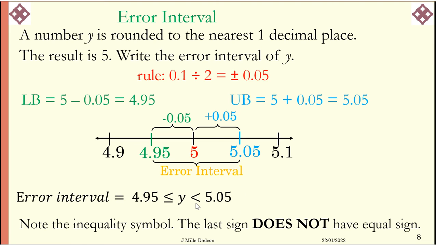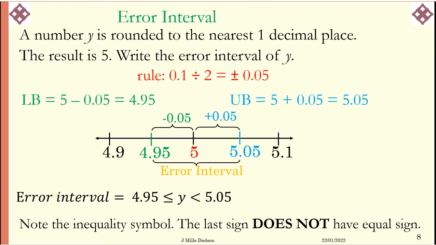Remember, the number gets closest to 5.05. It can never be equal to that. So you need to be very careful about the inequality symbol that you use. So the error interval for this question is 4.95 to 5.05. And you will know that all these numbers, when you round it to 1 decimal place, the value will definitely become 5.